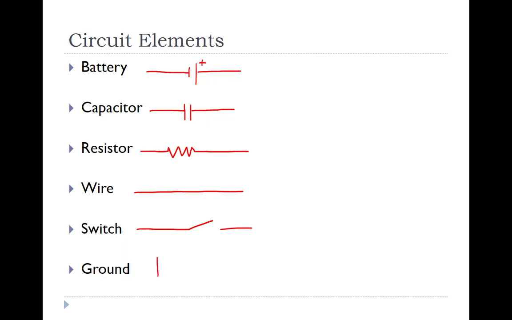Lastly, we have a ground. There are two possible symbols you might see for a ground. I'll draw them both. Both of them look like triangles. They're just drawn slightly different. If you see this symbol in a circuit, that means that that location in the circuit is at 0 volts.